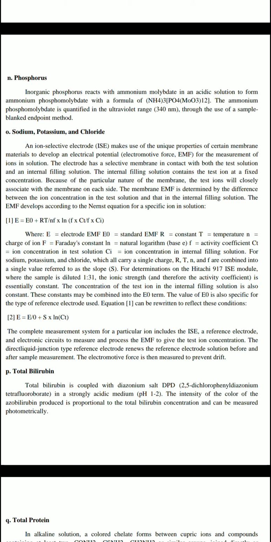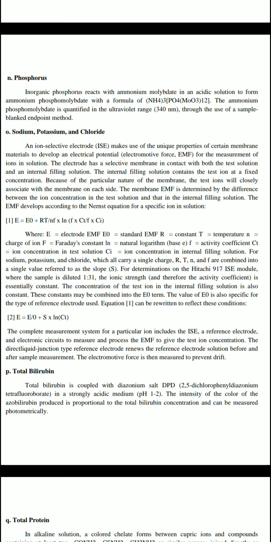The complete measurement system for a particular ion includes the ISE, a reference electrode and electronic circuits to measure and process the EMF to give the test ion concentration. The direct liquid junction type reference electrode renews the reference electrode solution before and after sample measurement. The electromotive force is then measured to prevent drift.